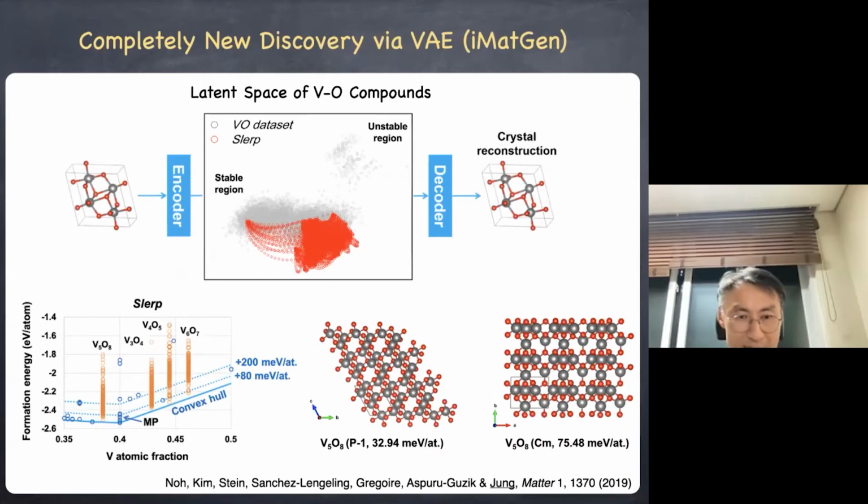So on the lower left corner, you see the formation energy as a function of vanadium composition, and these blue circles are the structures that are already in the Materials Project database, and these orange circles are the structures that are newly generated out of our generative model. And you can see that these compositions correspond to completely new compositions, and some of those structures are quite reasonably close to the convex hull minimum, suggesting that they might be synthesizable, at least thermodynamically.